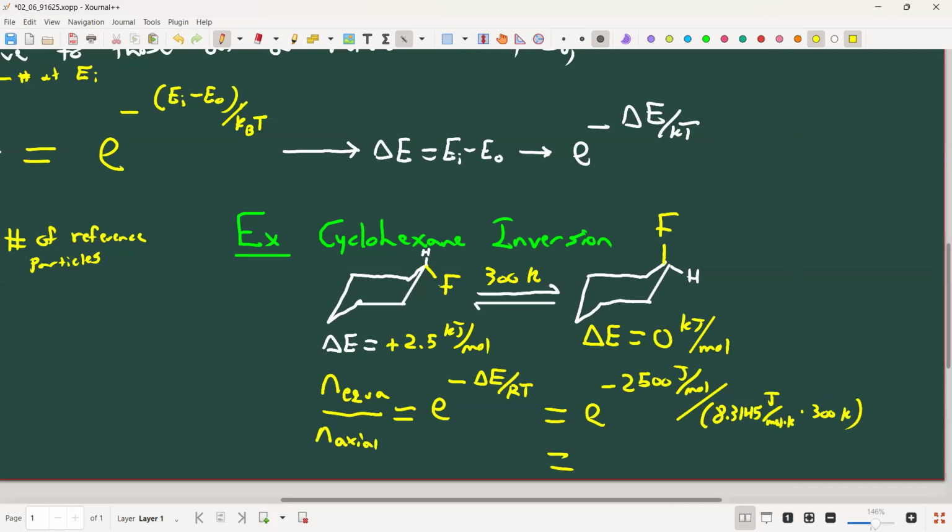That's a really easy calculation to do. Just a quick exponent. And the value I get for that is 0.36. So it says that for roughly every 3 axial molecules, you get 1 equatorial. 36.64%. Right? So at 300 Kelvin, I already know the answer to this question. But this is 36%, and this is 64%.